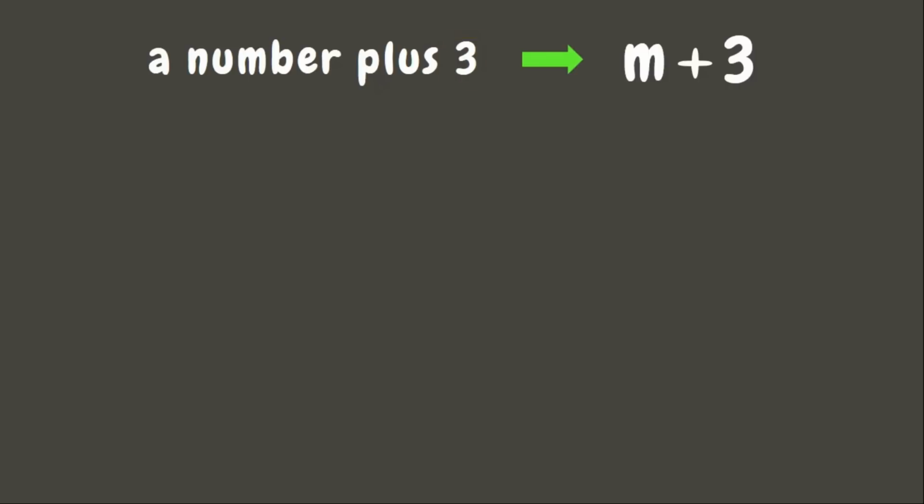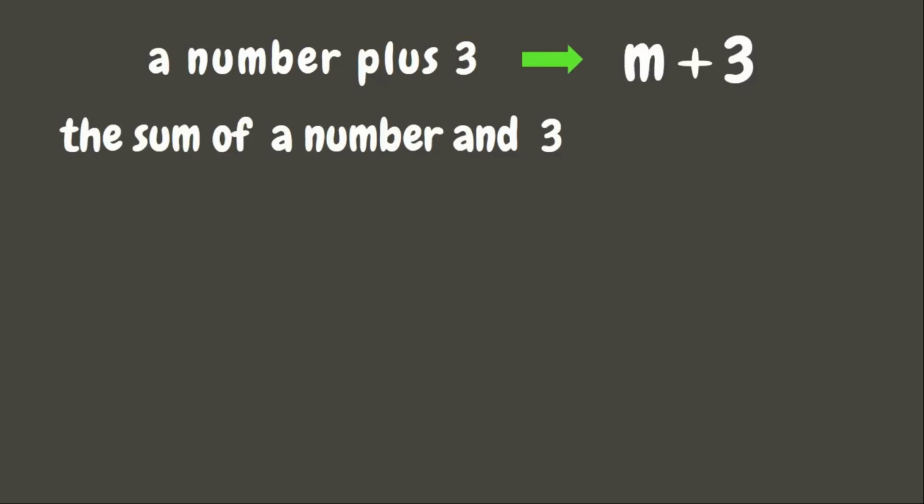So our algebraic expression here is M plus 3. Now let's have another example. We have the sum of a number and 3. Again, let's take a look for some keywords. Here, the keyword that we have is the word sum, which means addition.